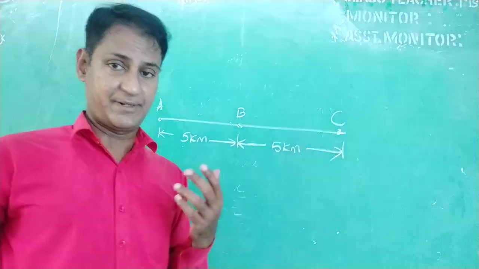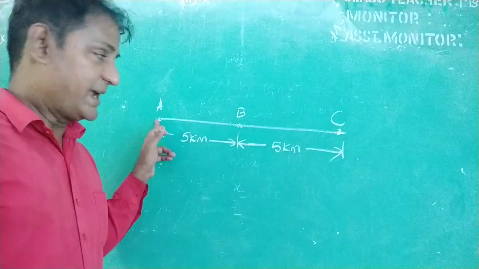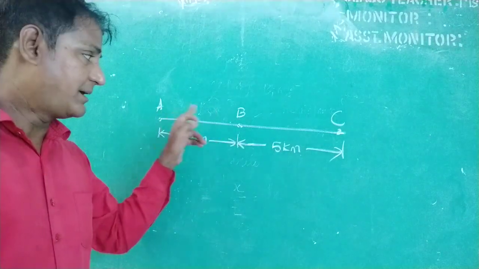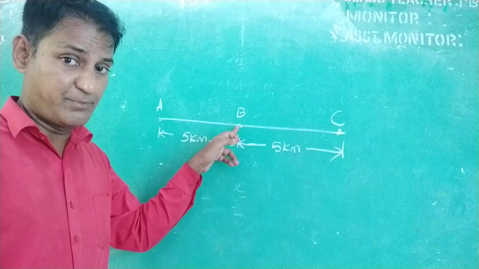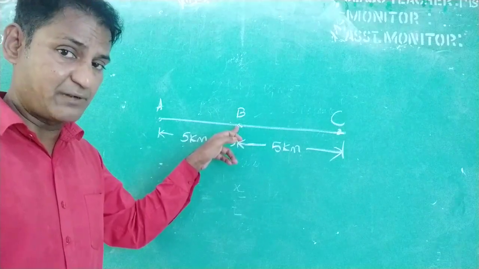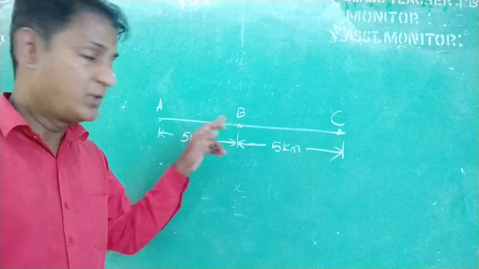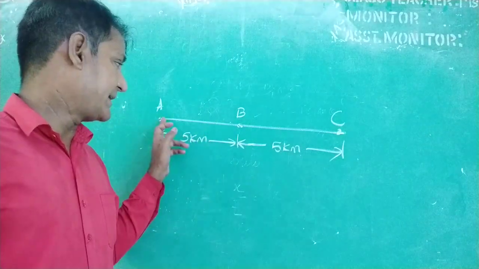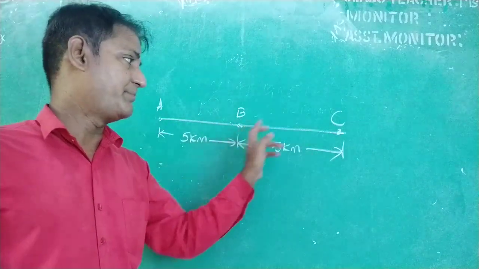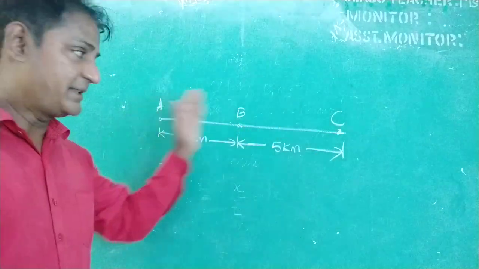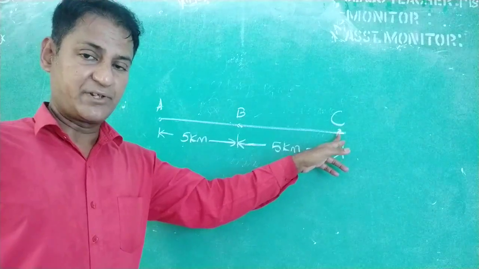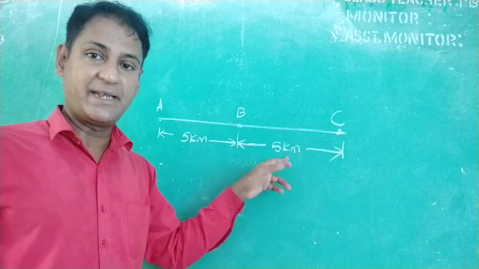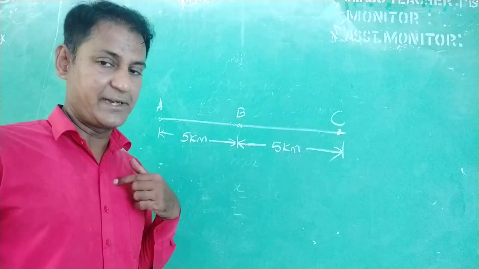Now displacement. I am going to travel from A to B. So it is the shortest distance between the initial position and the final position. Now this is the final position. What is shortest distance between the initial and final position? It is 5 kilometers. So the displacement now I've taken is 5 kilometers. Now again I'm going to C from B. This is the initial position and this is the final position now. Now the shortest distance between the initial and the final position is 5 plus 5, 10. Now the displacement taken by the body is 10 kilometers.